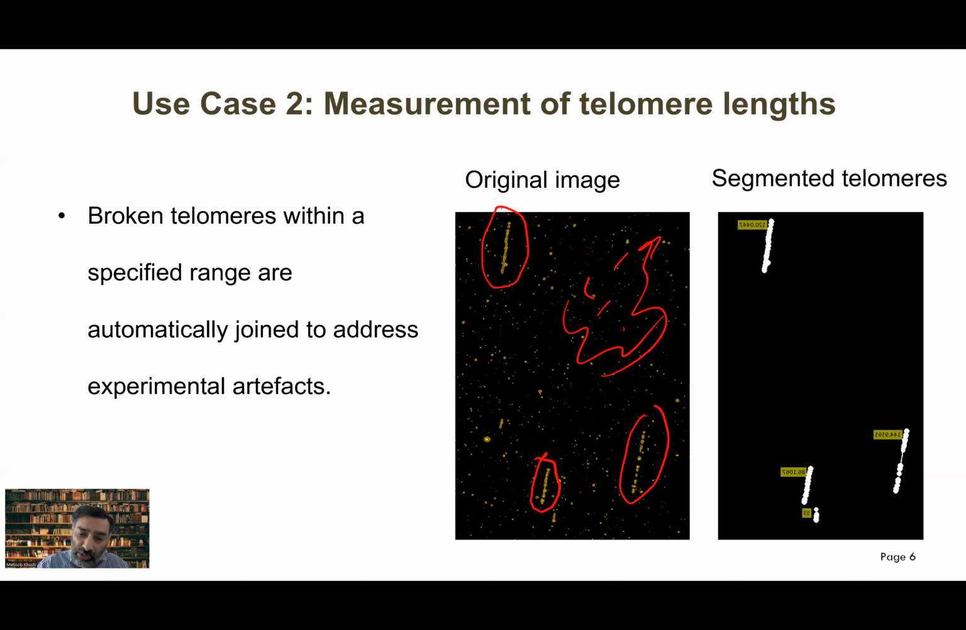But the problem here is you can see there are some gaps. Visually, when we look at them as humans, we know this is a single piece of DNA. But because it looks broken due to the experimental artifacts, we need to join them to do the correct measurement. I designed a sophisticated algorithm that joins them and does the correct measurement. Again, that's not using any deep learning or machine learning. That's all image processing methods.